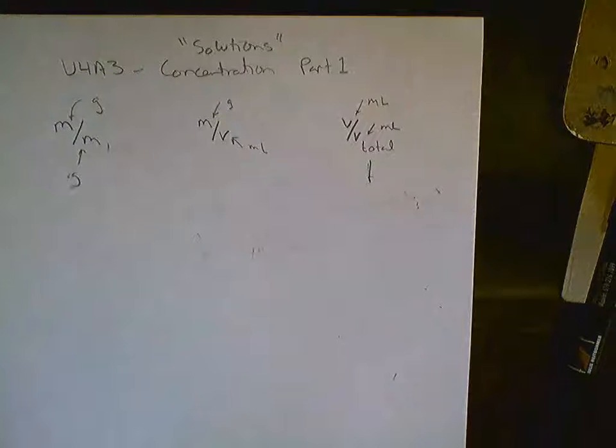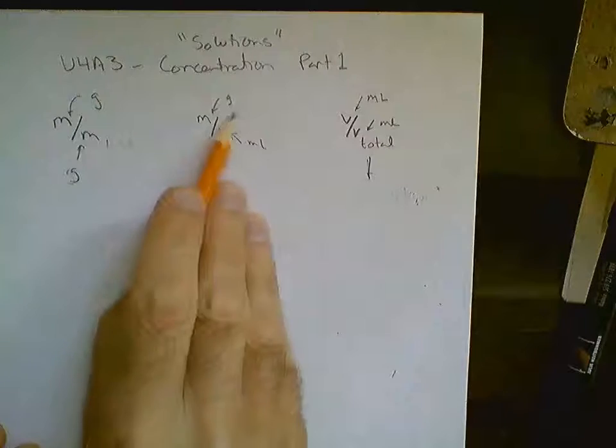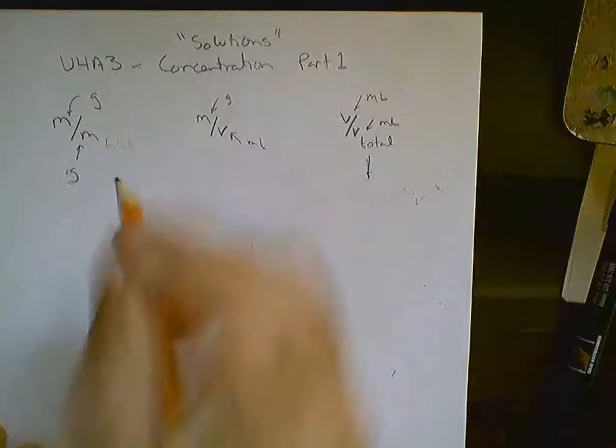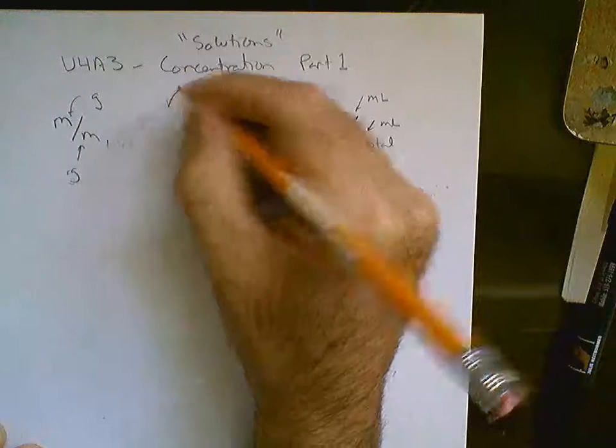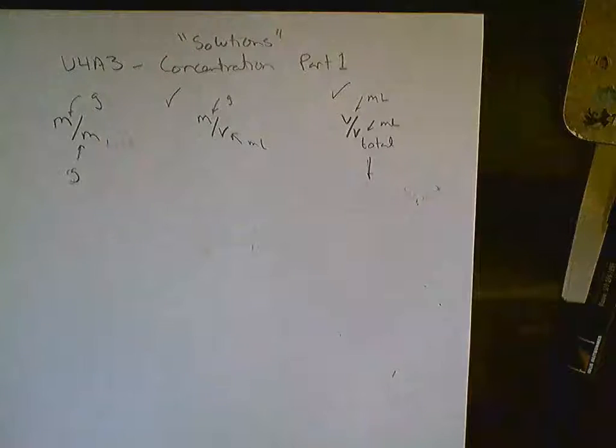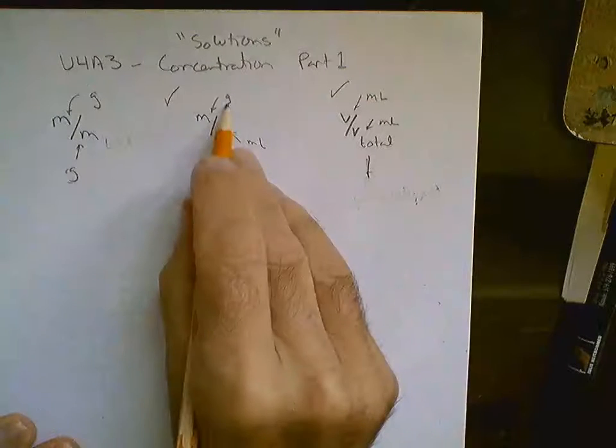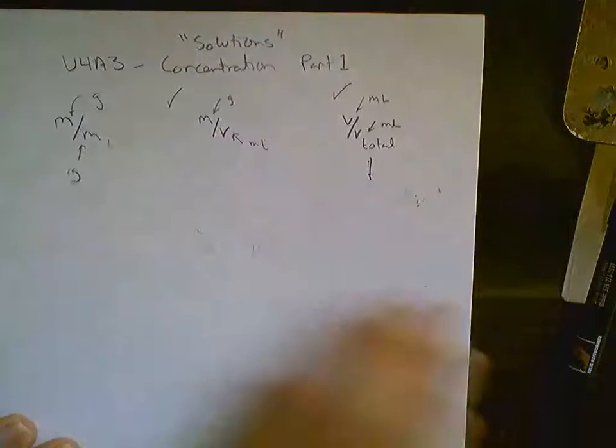For U4A3 solutions, I'm going to split it up into two parts. The first one I'm going to do is common concentration, or what we would find in a store and how concentration is done. This can be done mass per mass, mass per volume, or volume per volume. In the work you do, they just go with mass per volume and volume per volume. Remember, the mass has to be in grams and the volume has to be in milliliters.